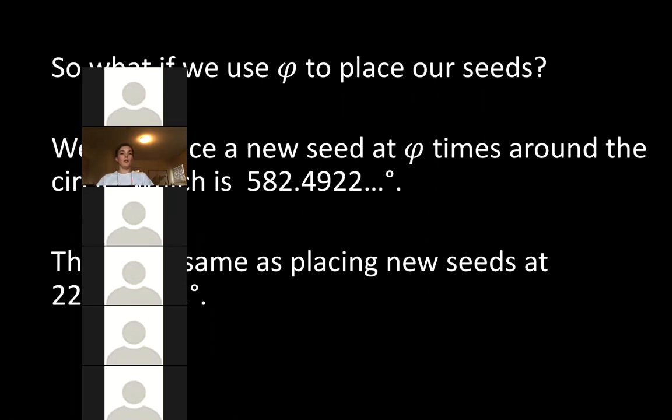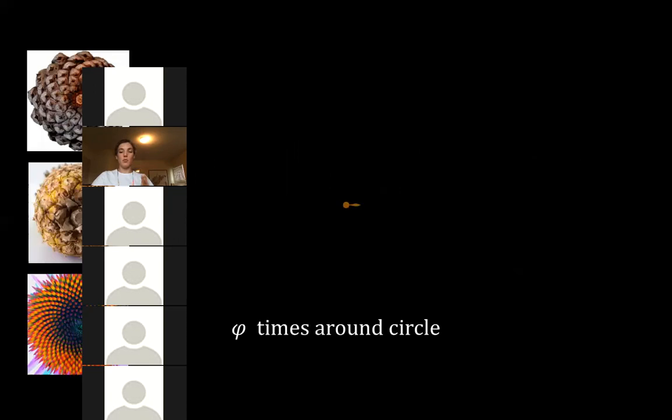So just like the square root of 2, we can place new seeds at phi times around the circle, which is 582.4922 degrees. And again, you can just subtract 360 degrees from that, because that's having gone around the circle one time. So we're going to place new seeds successively around the circle at 222.4922 degrees. So this is what that's going to look like.